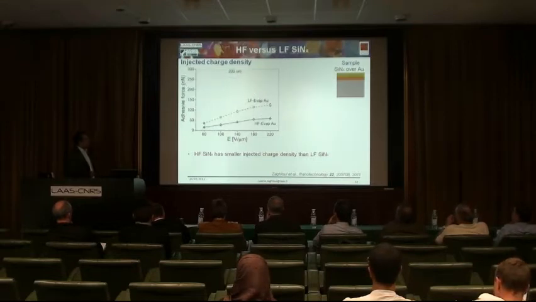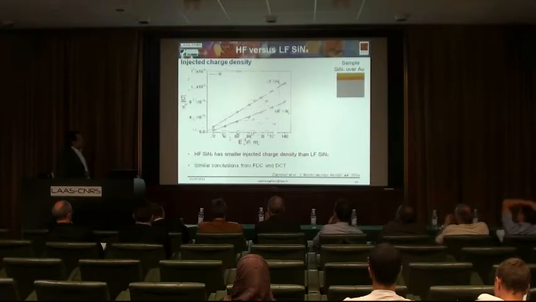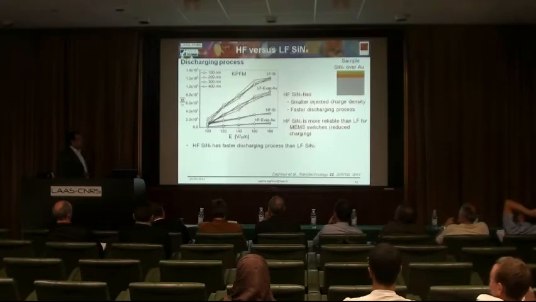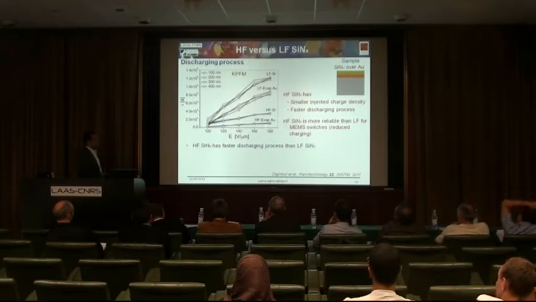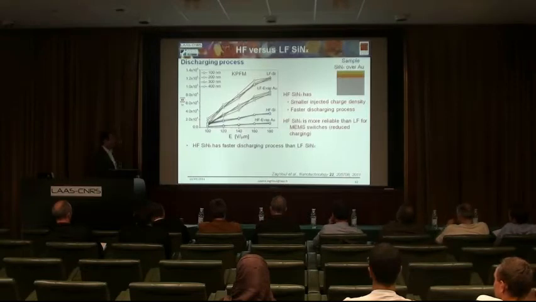And this is also verified from the FDC and finally from the CDCT. What about the discharging? As you can see here, high frequency has a smaller decay time constant than the low frequency for all the frequencies. Which means the high frequency material, which has a smaller injected charge density, also has a faster discharging process compared to low frequency silicon nitride.